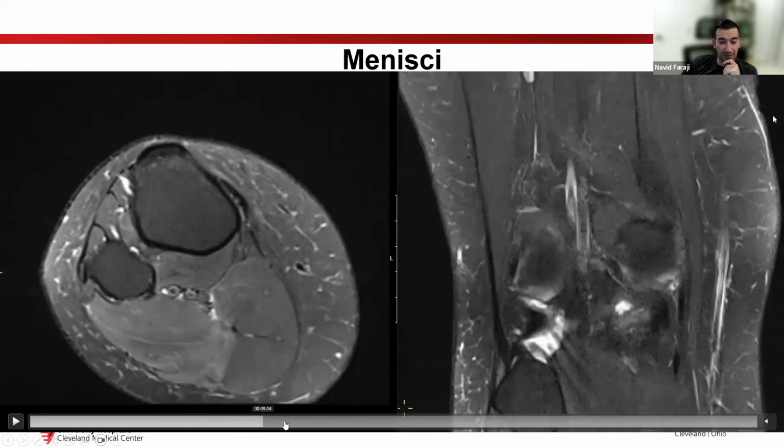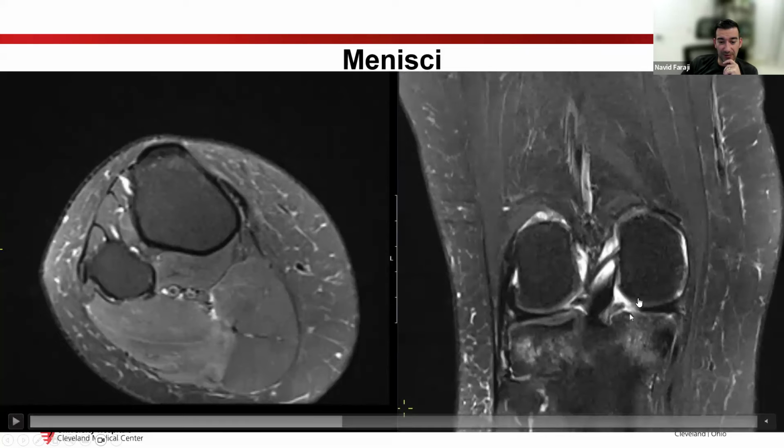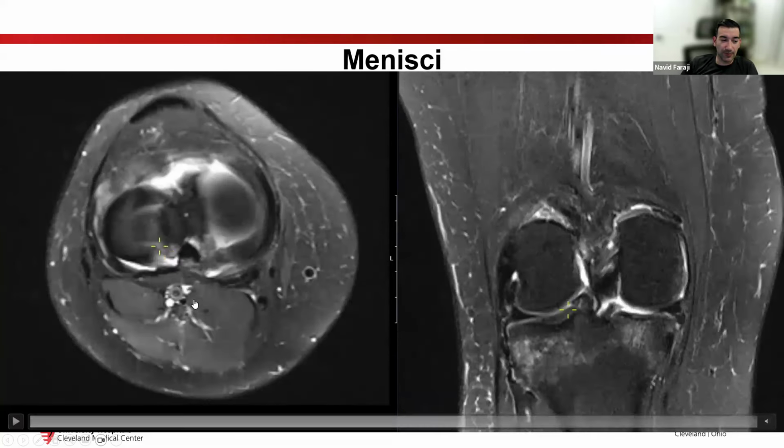Let me show you. So here's our radial tear right there. Posterior horn, we see a fluid signal intensity defect disrupting the posterior root, and that is a posterior root radial tear. If we go to the axials, hopefully we can corroborate that tear.